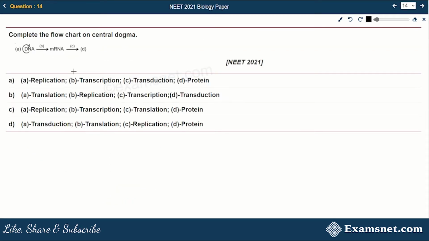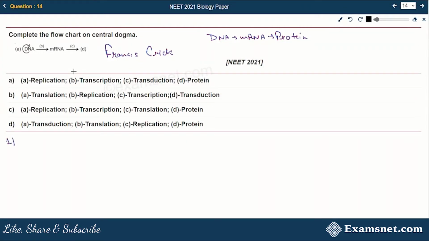Question number 14 is from the chapter Molecular Basis of Inheritance, class 12, and the question is, complete the flow chart on central dogma. So here you can see a flow chart representing the central dogma, and this central dogma was proposed by a scientist whose name was Francis Crick. According to the central dogma, the genetic information flows from DNA to mRNA to protein. Now there are three main parts of the central dogma. Let's see what they are.